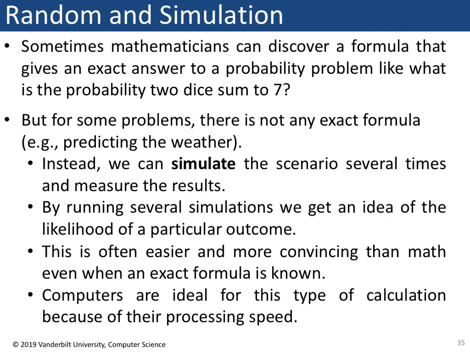One of the biggest uses for random numbers in computers is simulations. So sometimes mathematicians can develop closed form solutions for probabilities. So we could easily calculate the probability of 2 dice summing to 7. However, it's much more difficult to come up with a closed form solution for the probability that it will rain tomorrow. So in these situations where we don't have closed form solutions, and even in some situations where we do, a good solution is to simulate the environment using random number approximations.